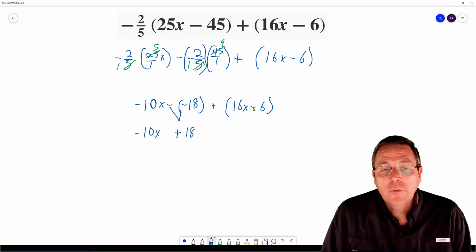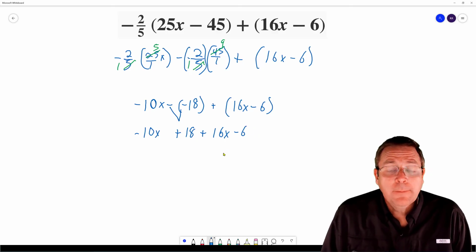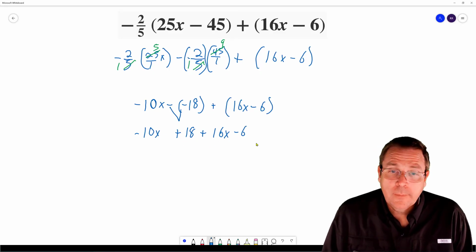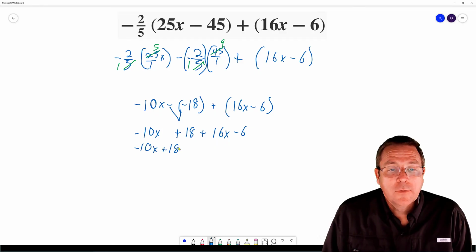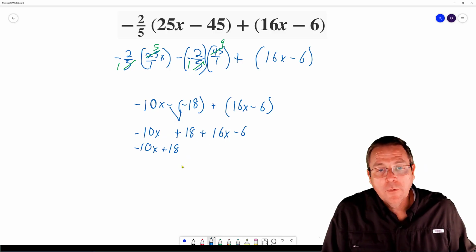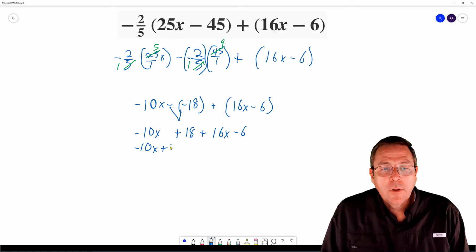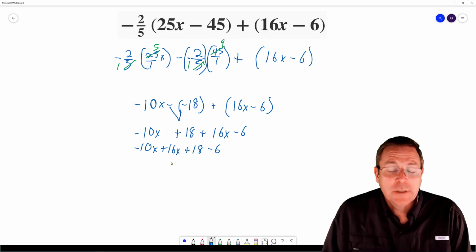And you know what? These parentheses, they mean absolutely nothing to us now. Plus 16x minus 6, and it's the associative property that says the grouping doesn't matter when adding. Now we're going to change to make the pretty problem ugly. Negative 10x plus 18. In fact, we don't even have to do that because we're only flipping these two numbers and they're already positives. So I'm going to do plus 16x plus 18 minus 6.